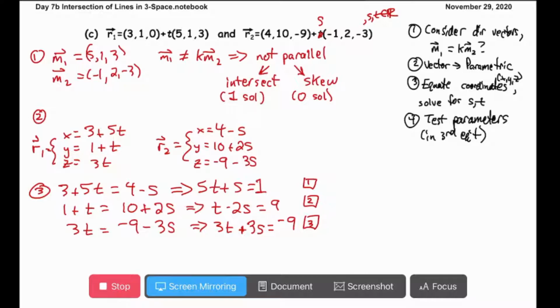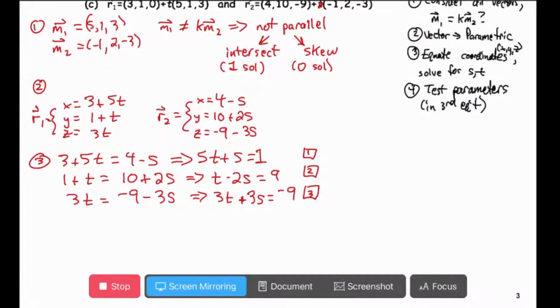And now we need to solve for s and t, and we're going to do that using substitution or elimination. None of these tidied up too nicely, so I'm going to go ahead and use elimination. So I'm going to have equation 1. I'm going to do -5 times equation 2.